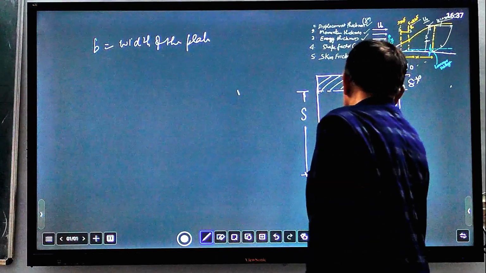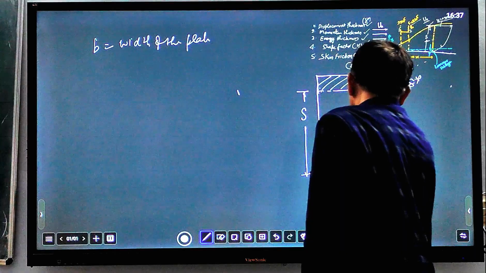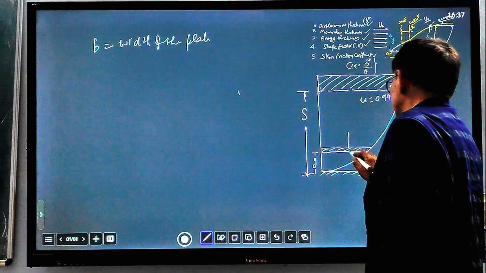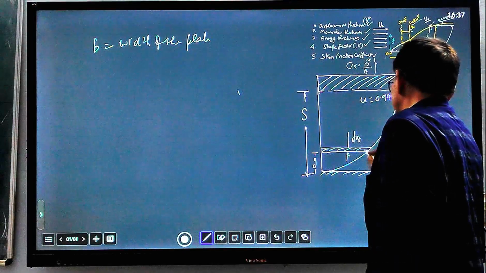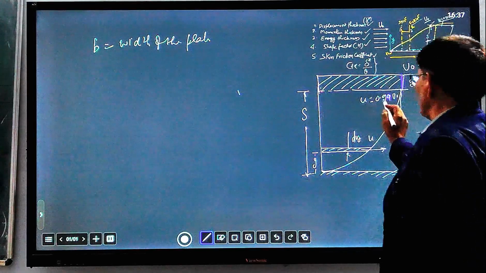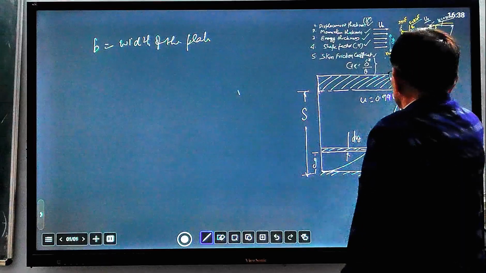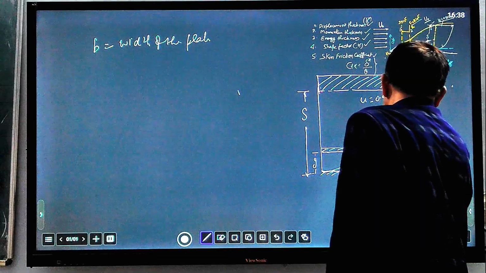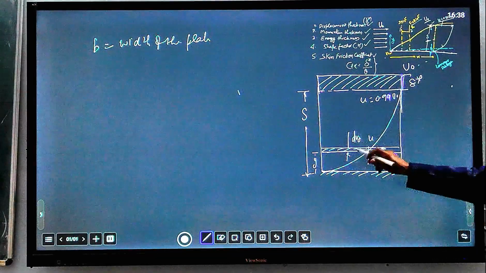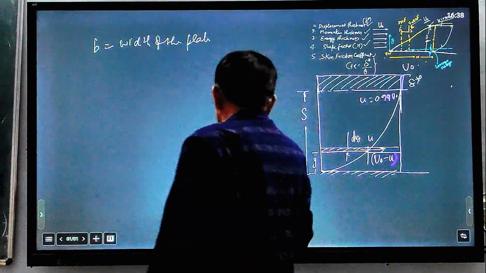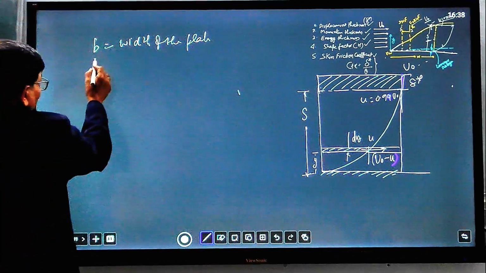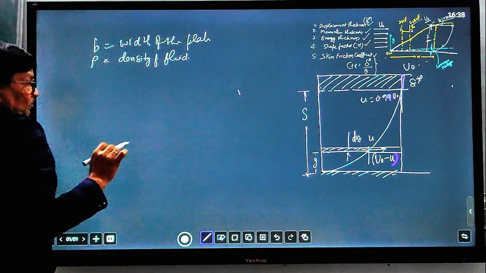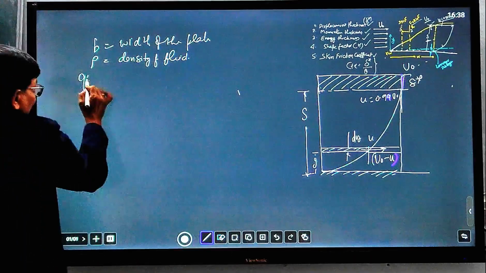Suppose at distance y from the surface of the plate, we take a layer of dy thickness, where velocity is u, and the free stream velocity is u naught at this point. So the remaining is u naught minus u. How much fluid is flowing through this strip of dy thickness? Mass of fluid flowing, where rho is density of fluid and dy is the width of this strip.